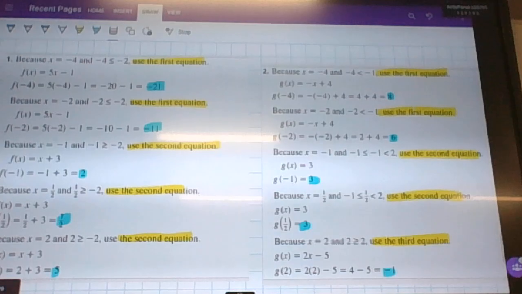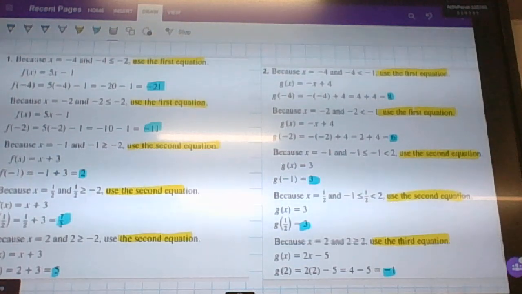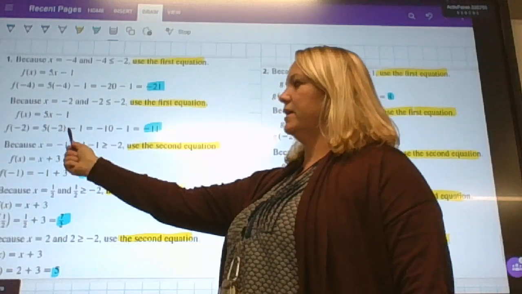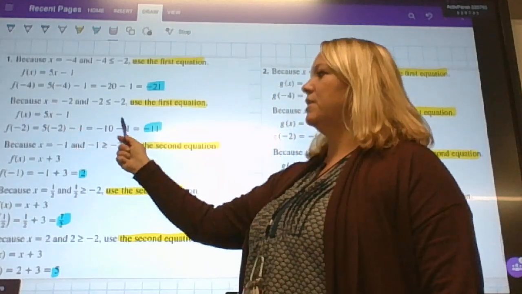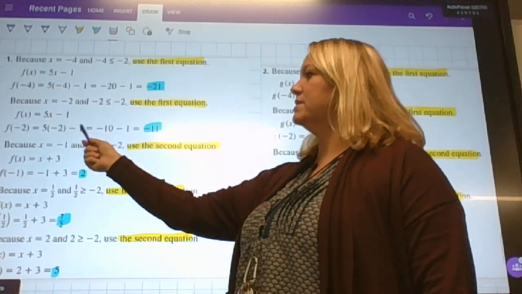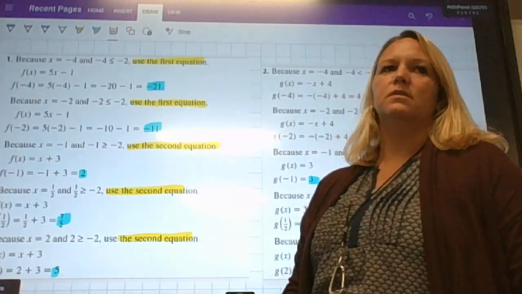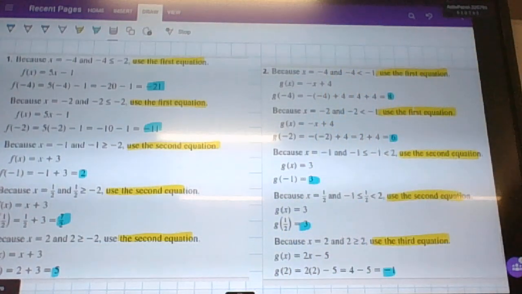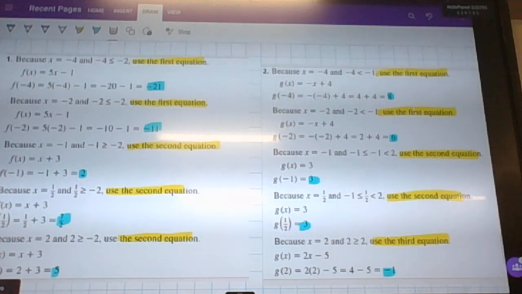Yeah, just show it with the parentheses, like this showed 5 times -2 minus 1. You don't have to show this. You can do one less step than this, but does that answer your question? All right. Let me come around and give credit.